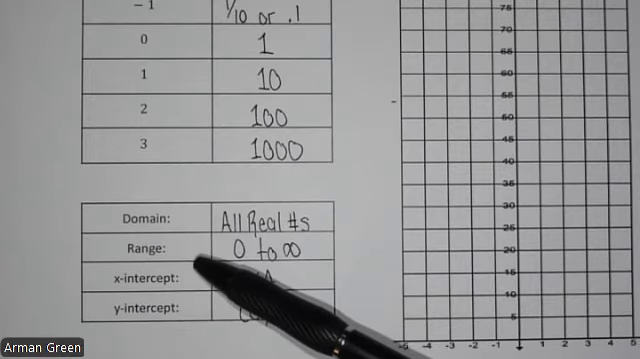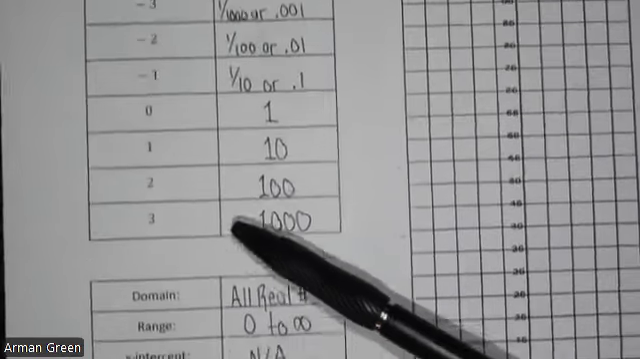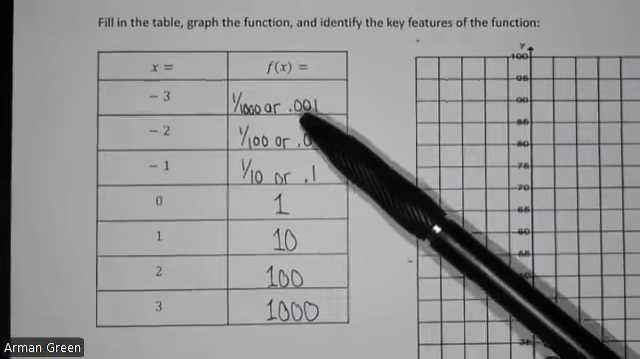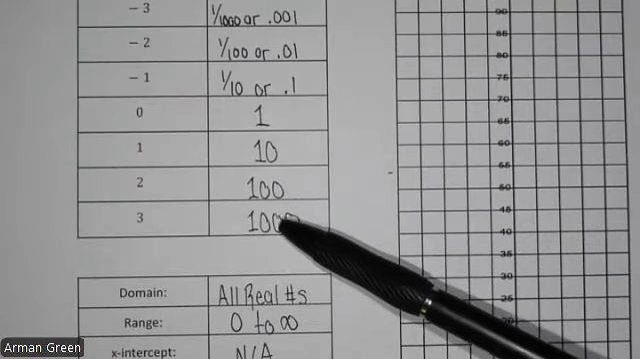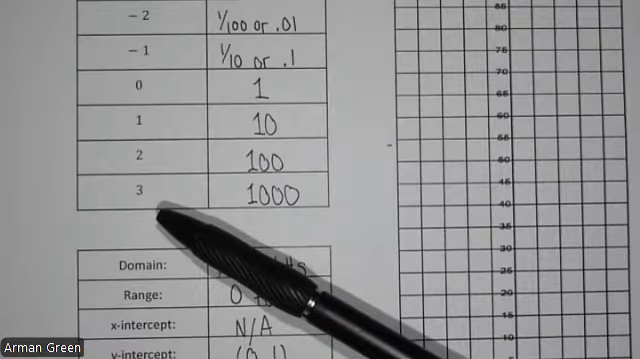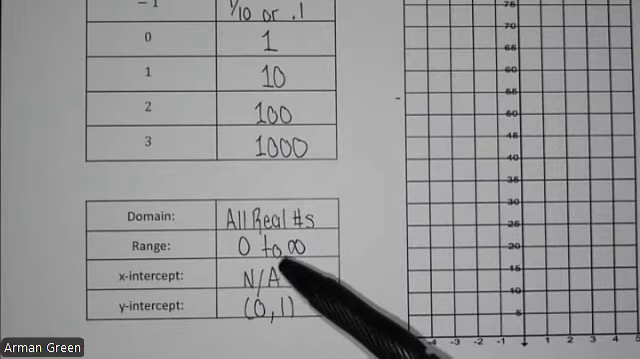The range, on the other hand, is going to be going from zero to infinity. No matter how small we get, as you can see here, we're getting closer and closer, but we never hit zero. And on the other hand, our numbers are just getting bigger and bigger as our x values go up. Now, because we will never touch the x-axis, there is no x-intercept. So we're just going to write NA here.